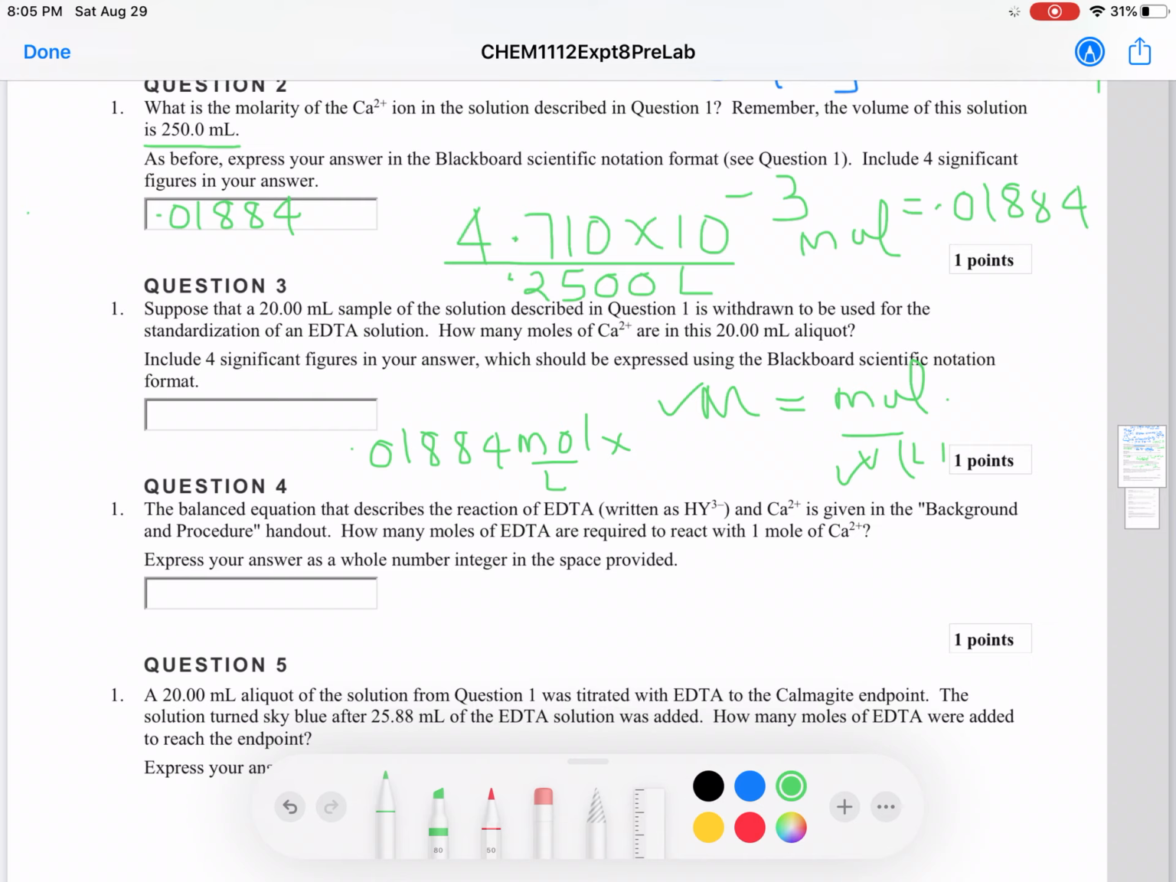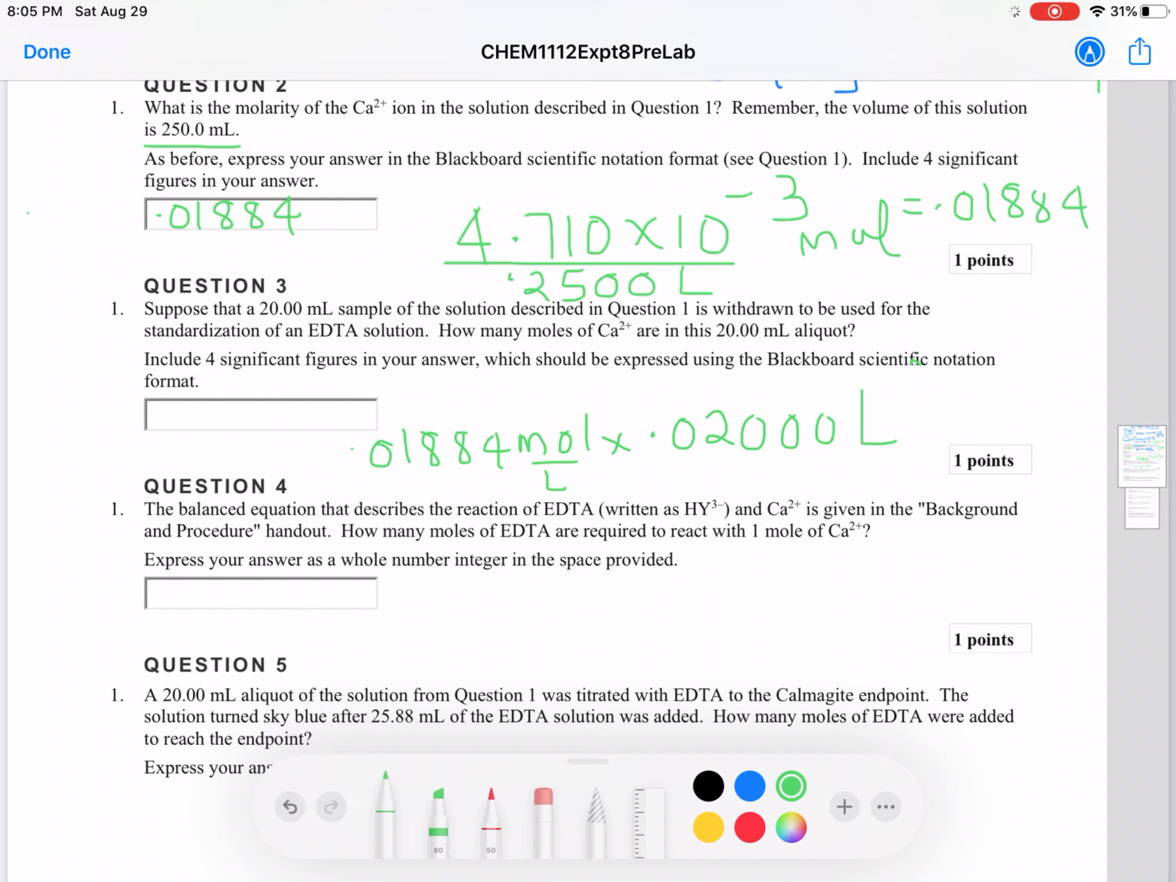Volume is 20 milliliters, right? So the 20 milliliters, you have to convert it to liters: 20.00 times 10 to the negative 3, which is going to be 0.020. There are 3 decimals like this in liters.